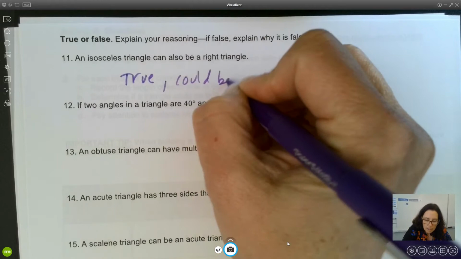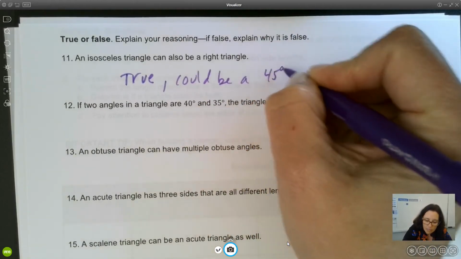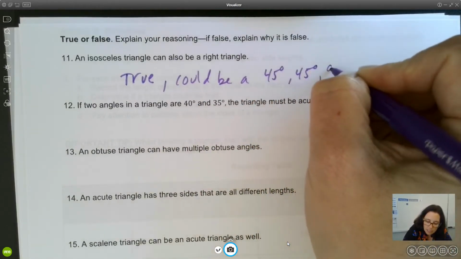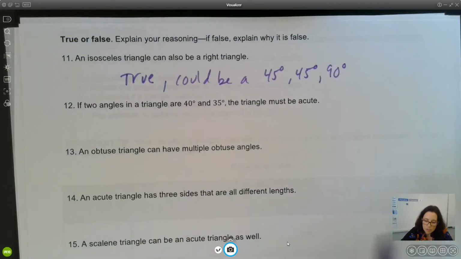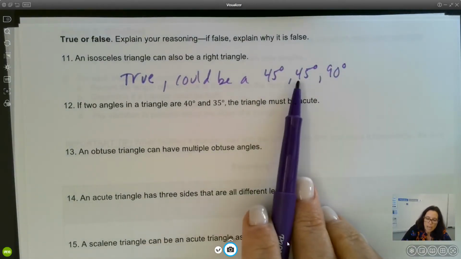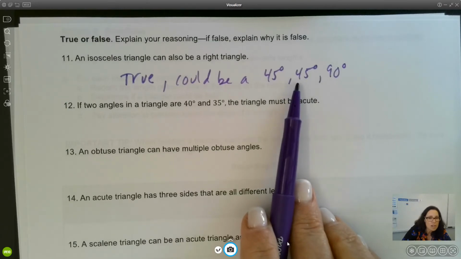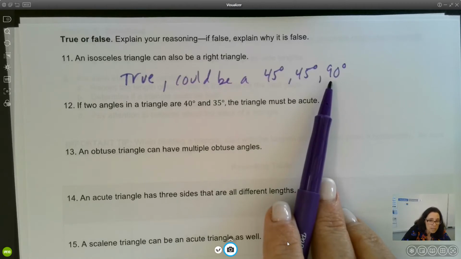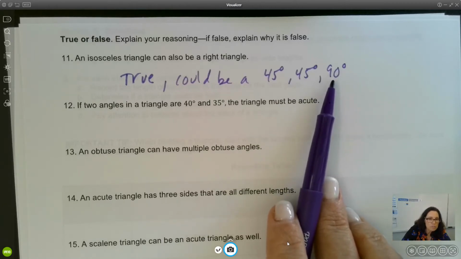It could be 45, 45, 90. Okay, so it's isosceles because you know two angles are the same. Guess what? Two sides are the same then. Okay, and it's right because of that 90-degree angle.